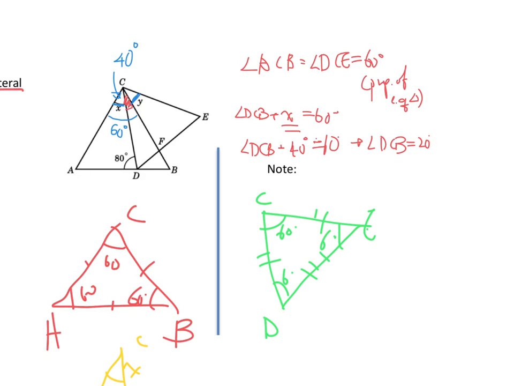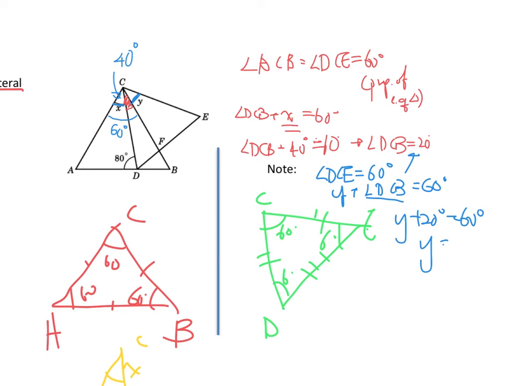And then by the same principle that angle DCE is equal to 60 degrees, so that y plus angle DCB is equal to 60 degrees. And we have found that DCB is equal to 20, so that y plus 20 degrees is equal to 60 degrees. So lastly, we can find that y is also equal to 40 degrees. That's it.